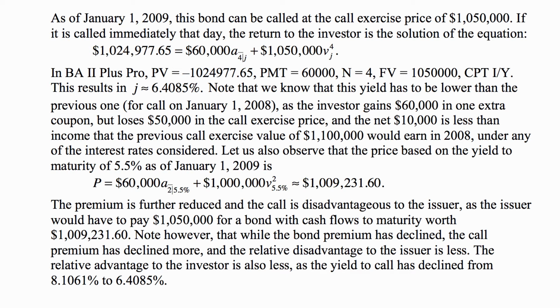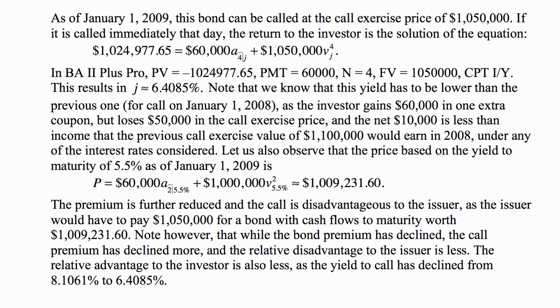As of January 1st, 2009, this bond can be called at the call exercise price of $1,050,000. If it's called immediately that day, the return to the investor is the solution of the equation: the price paid equals the present value of the coupons plus the present value of that call price. And again, if we use the BA II Plus Pro, we enter the price as negative, coupon payments as positive, future value positive, n equals 4, compute I/Y, and we get 6.4085%.